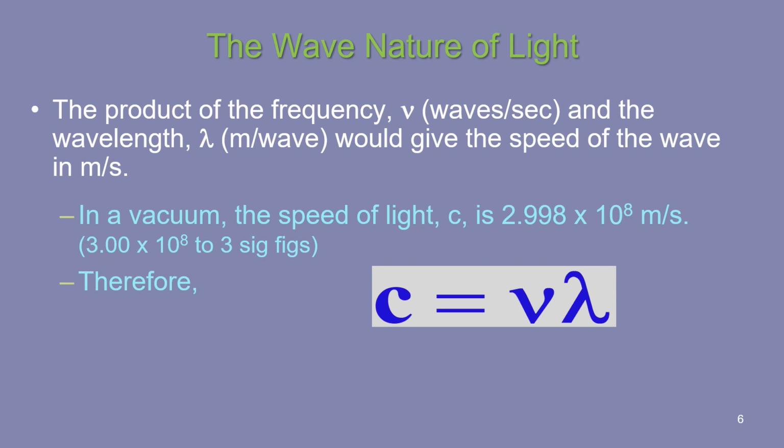Notice that if you round it to 3 sig figs, it's 3.00 times 10 to the 8th meters per second. And so you can see it takes the wavelength in terms of meters and the frequency in terms of per second. And if you multiply them, you get the speed of light, meters per second. So if you know the wavelength, you can find the frequency. If you know the frequency, you can find the wavelength.